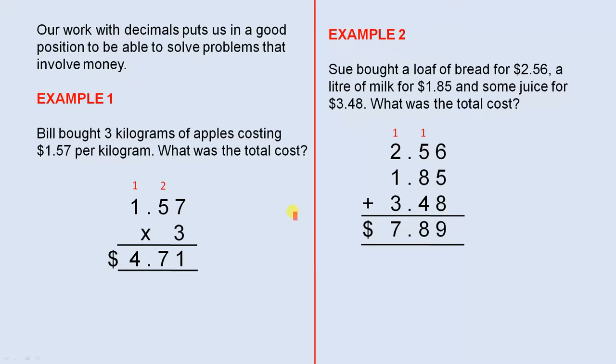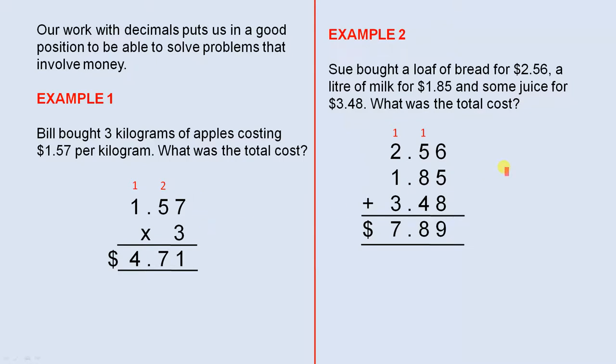Example 1. Bill bought 3 kilograms of apples costing $1.57 per kilogram. What was the total cost? So we have $1.57 per kilogram. There are 3 kilograms, so it's simple multiplication. And the answer is $4.71. So you can pause the video at any time and check that that working is correct.